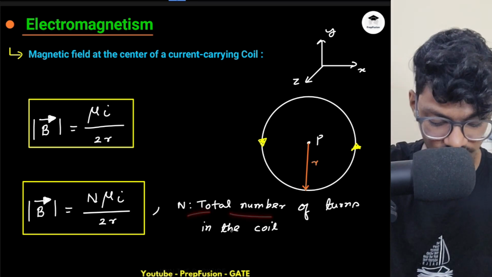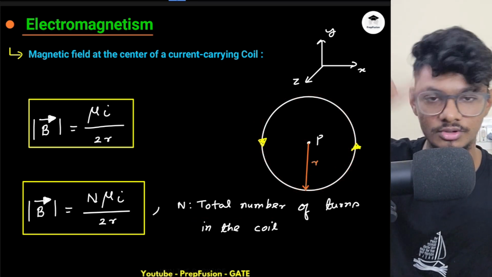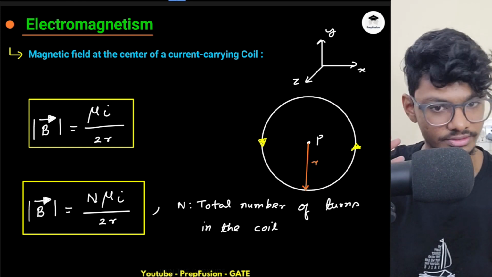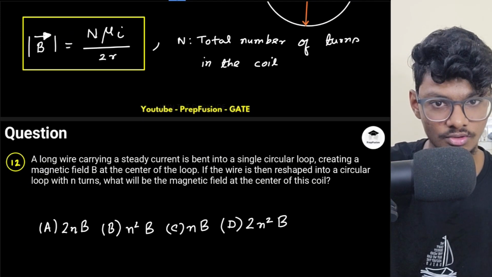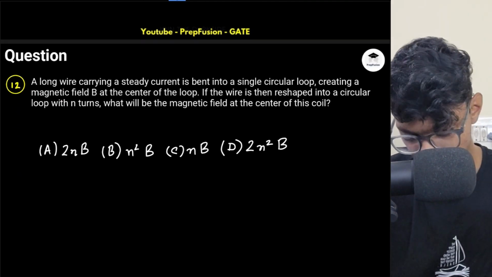N means the total number of turns in a coil. The more the turns, the more the magnetic field, because with more turns, more current flows, and all those currents contribute to the magnetic field. I hope you understand. Now, with the help of this concept, can you solve this particular question? Pause the video and try to solve it by yourself. So now I will solve.